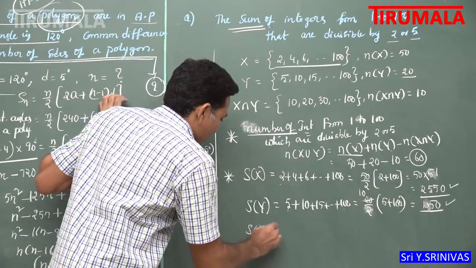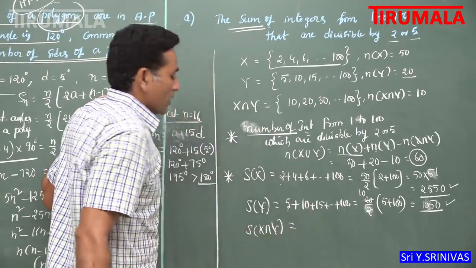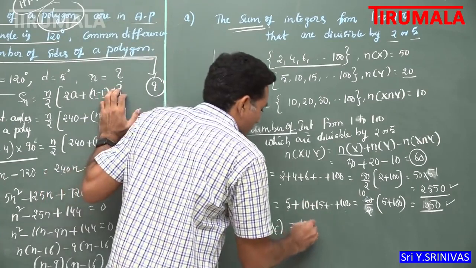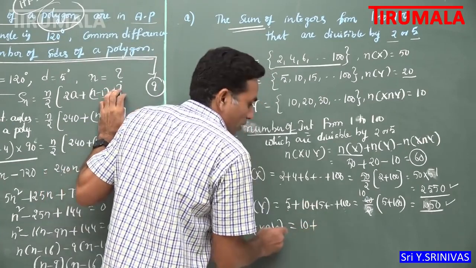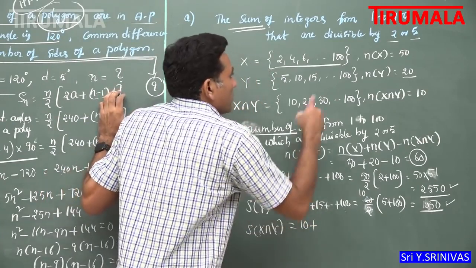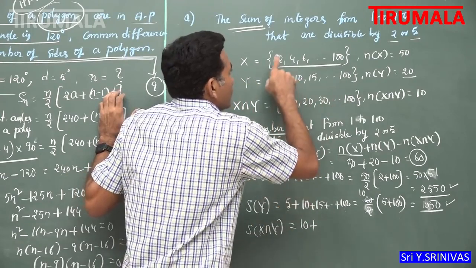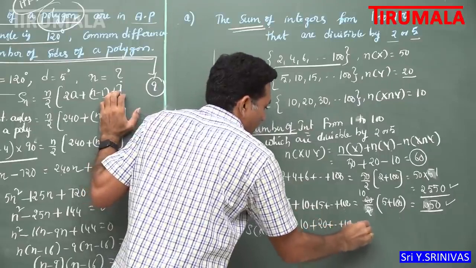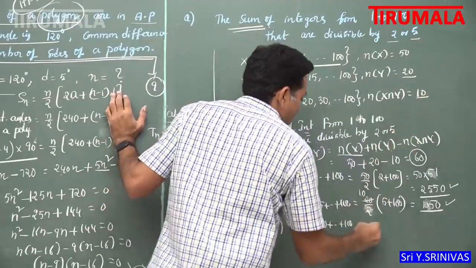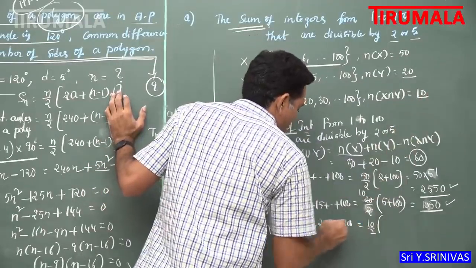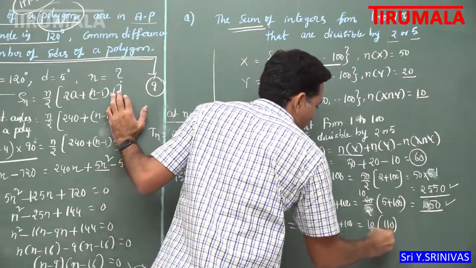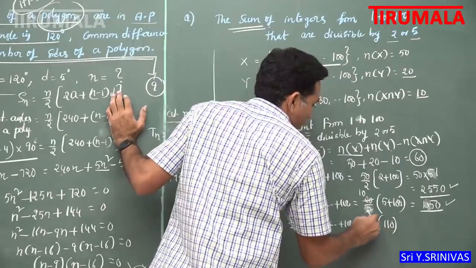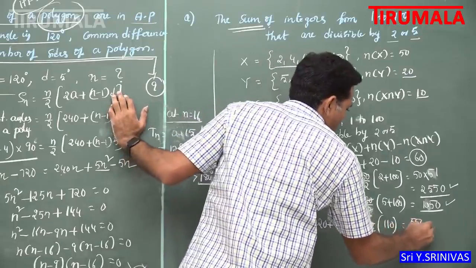S of x intersection y. What is S of x intersection y? It is the sum of the numbers which are divisible by 2 and 5: 10 plus 20 plus up to 100. Total 10 numbers. 10 by 2 into first term plus last term, 10 plus 100, it is 110. Answer is 550.